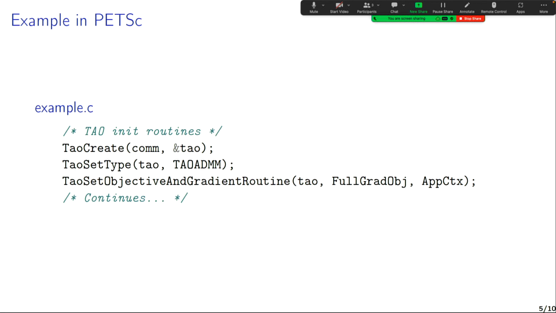And how would you run Tao in PETSc? So like most things in Tao, you just create and you set the type as TaoADMM, and then you set the objective and gradient of the entire thing. So it'll be f plus g in our example.